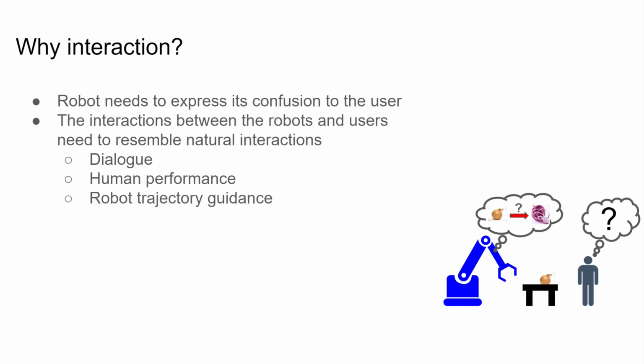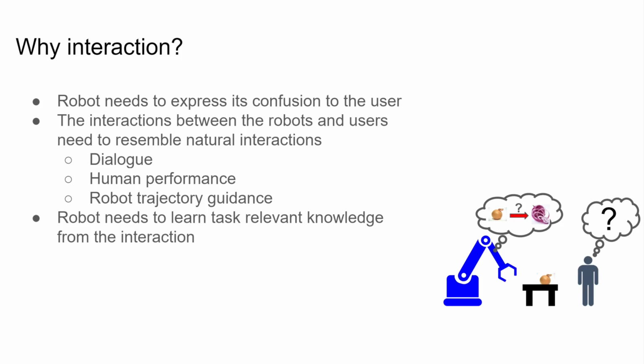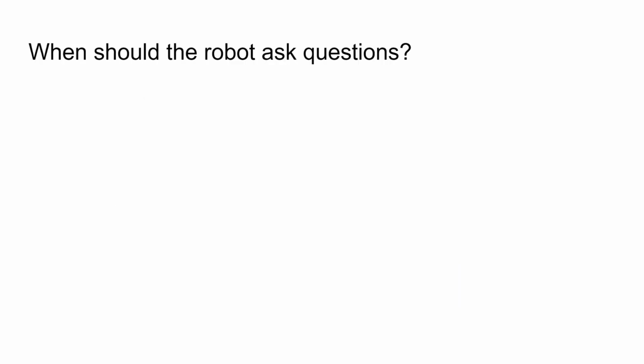Furthermore, the robot needs to learn task-relevant knowledge from the interaction with the user, so that when the robot encounters the same task again, it can finish the task on its own. To build such an interactive agent, we need to answer the following question.